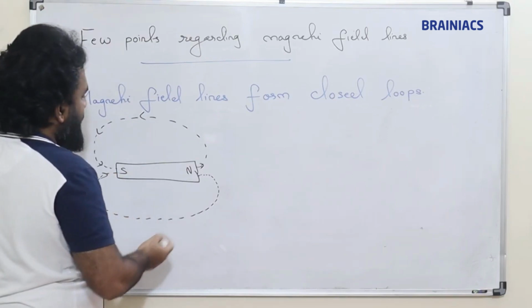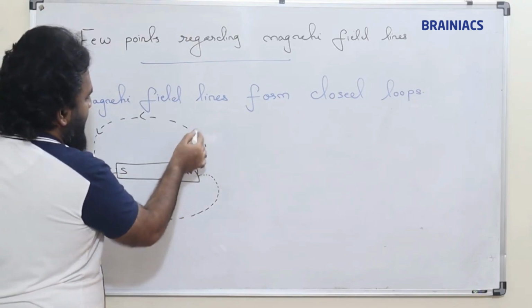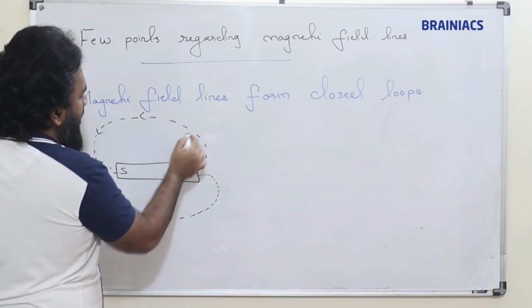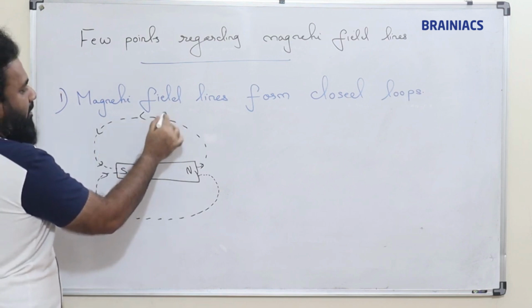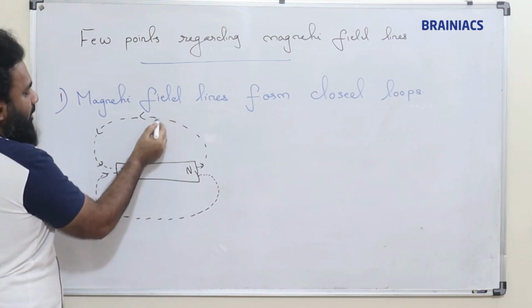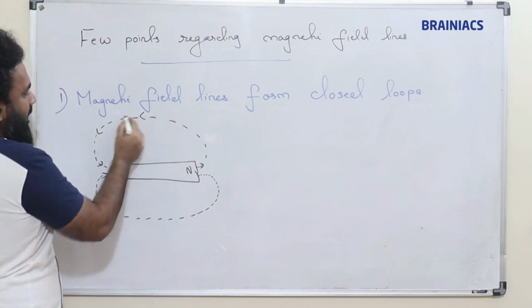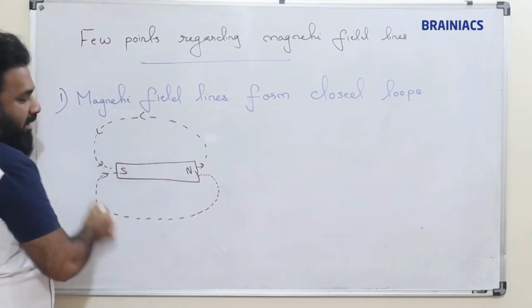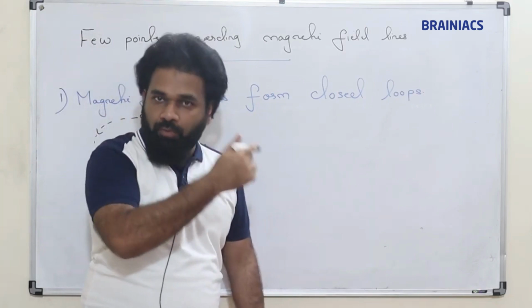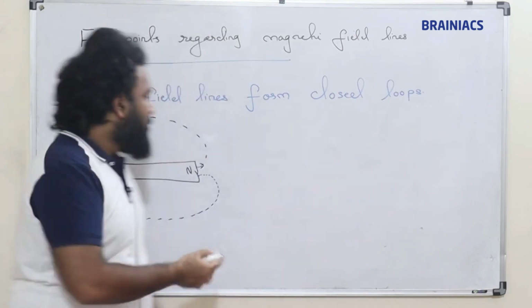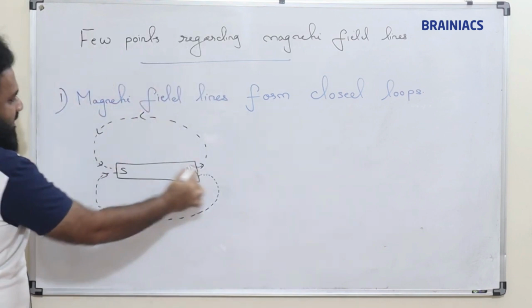So if we keep a magnetic compass here, how can we find these lines? The north pole of the compass needle will be pointing towards south. So likewise we will be able to trace these magnetic field lines.